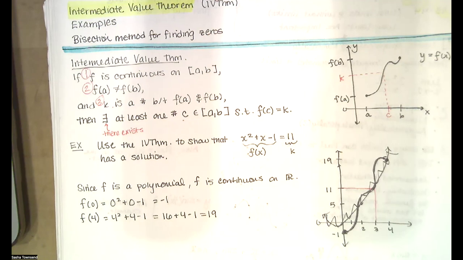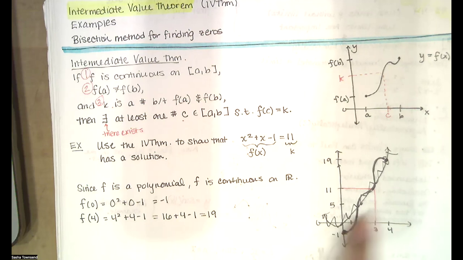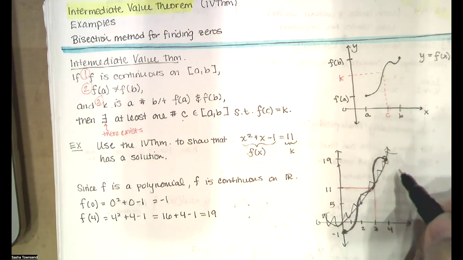And it turns out that x equals 3 works. And I just sort of stumbled upon that. 3 squared plus 3 is 12. 12 minus 1 happens to be 11. This is obviously not what the graph looks like. It's a cartoon.